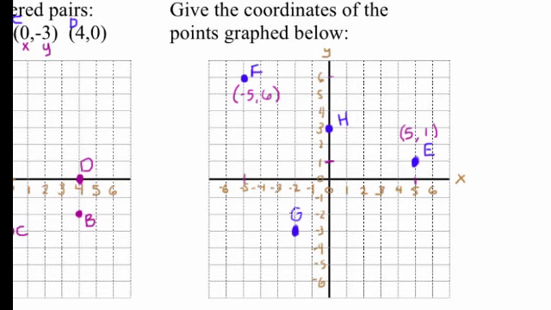G, the x-coordinate followed up to where it would hit the x-axis is -2, y-coordinate -3. So x is -2, y is -3. H, the x-coordinate where it lines up on the x-axis is 0, and the y-coordinate is 3. So this point is named (0, 3).